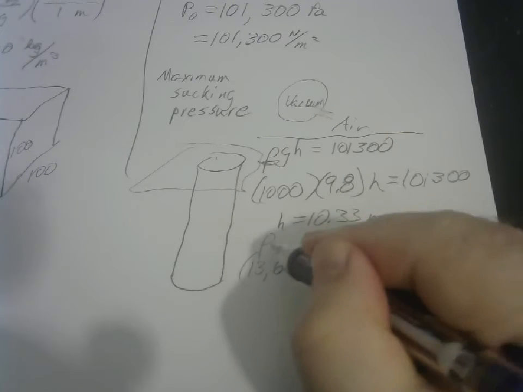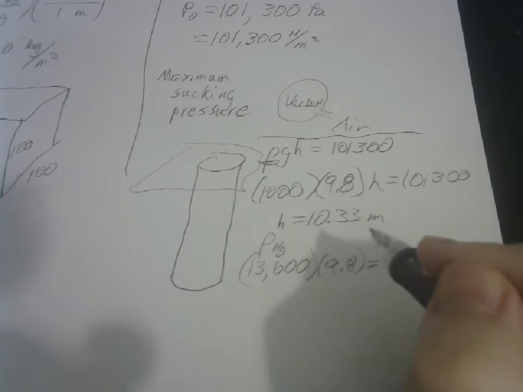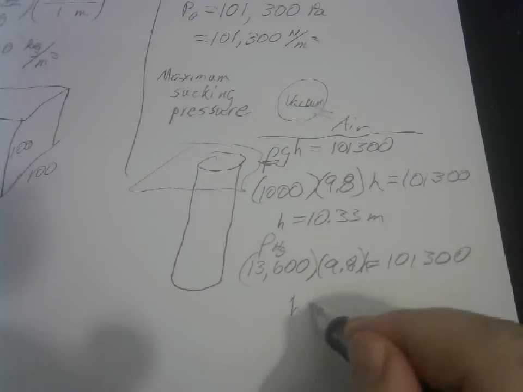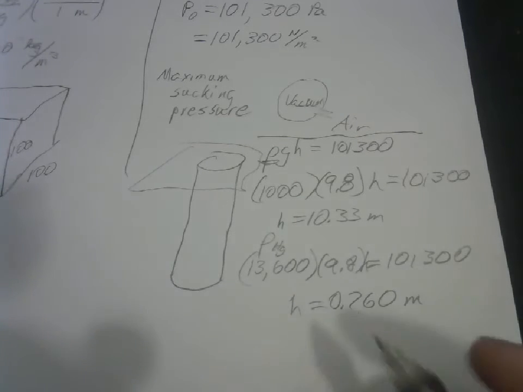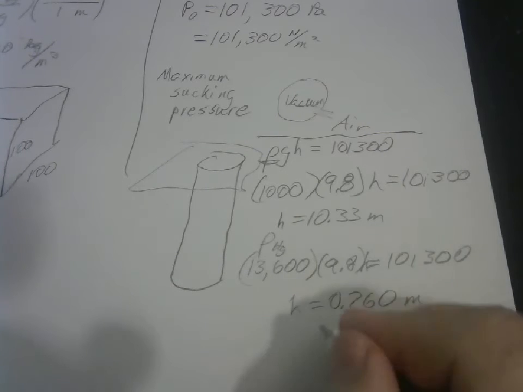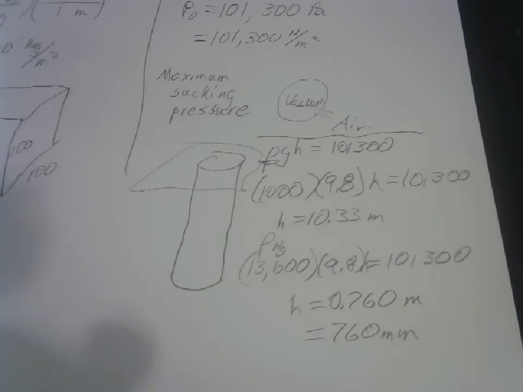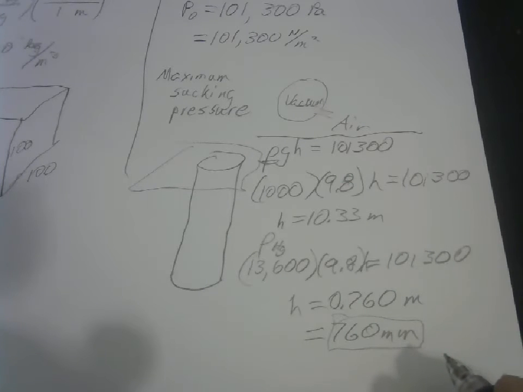Now that was the density with water. What if I use the density of mercury? And mercury, I think, is Hg, oddly enough. I need the H in there. Let's calculate the height here. Here we get 0.760 meters, which is also 760 millimeters. And this is actually another unit that they use besides pascals to measure pressure. They would call this 760 millimeters of mercury.